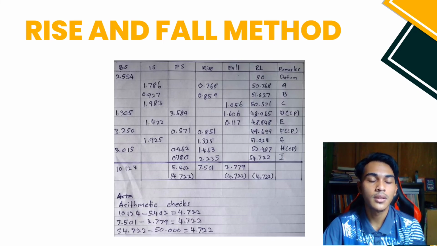And for the last arithmetic check, the last reduced level 54.722 minus the first reduced level, that is 50.00, we will get 4.722. As the values are the same, the value that we get is correct.